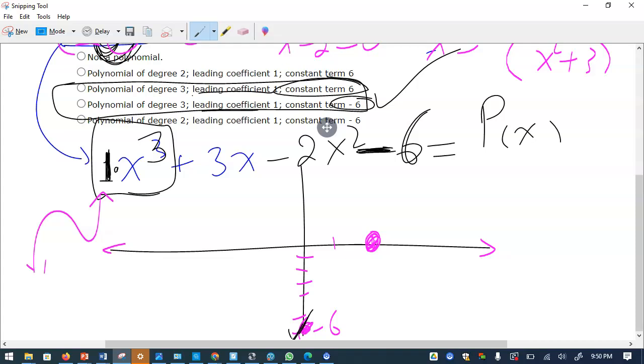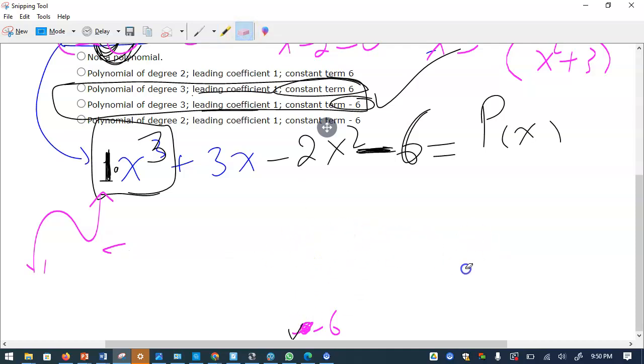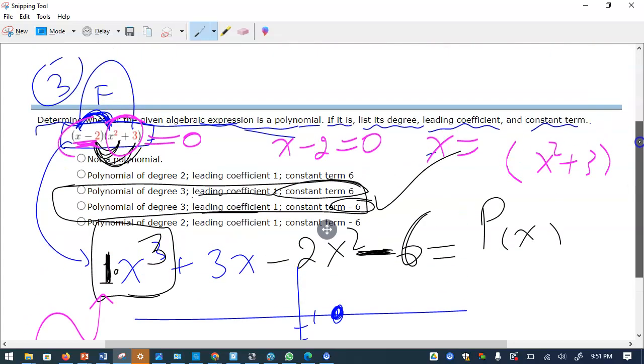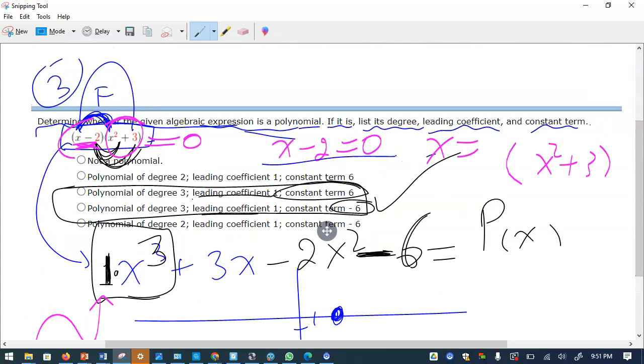Now I can't show it right here. Let me wipe this off and draw another x-axis. Something like this, 1, 2, 3, 4, 5, and minus 6. That's minus 6. And the point is, one of the zeros is 2. You can see that x minus 2 means it is raised to the power 1, so x equals 2 is a zero with multiplicity 1.